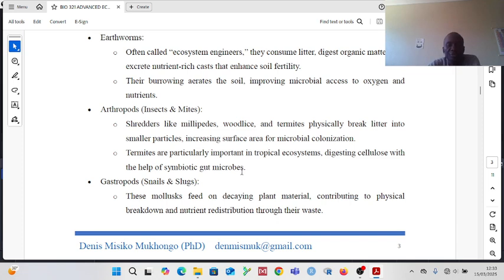We have the gastropods, things like snails, slugs. These are mollusks which feed on the decaying plant material. As they feed on this decaying plant material, they contribute to the physical breakdown. So they break down that material physically through feeding on it. Then in a way, the waste that they give out will have nutrients.